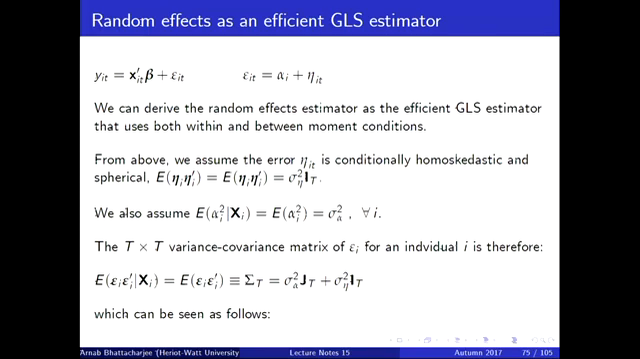So now, this error term here, its conditional covariance matrix is sigma alpha square J_T plus sigma eta square I_T. What is J_T? J_T is a T by T matrix with all ones. Okay, so this turns out to be this matrix here.